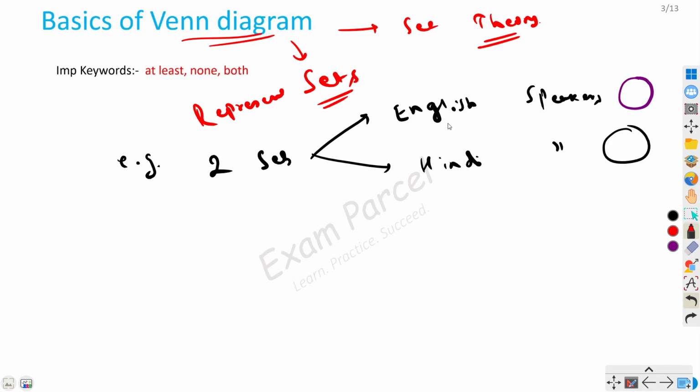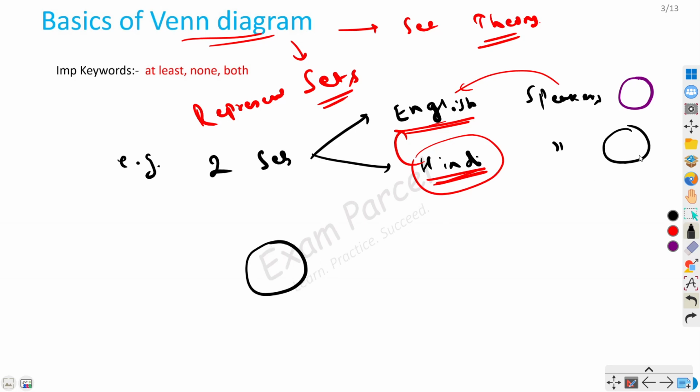Now one thing to notice here is, can there be some speakers who speak both the languages? Obviously they can be, right? A person who speaks English can also speak Hindi if he knows the language. Similarly, a Hindi speaker can know English as well. So we will represent both circles. This black one is for Hindi, let's call this H, and this purple one is for English. Since there are some speakers who are common in both, we will create an overlap.